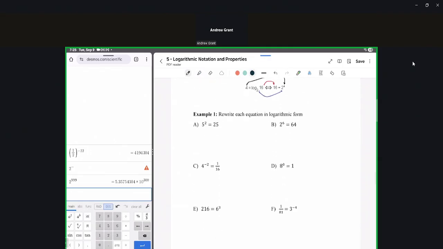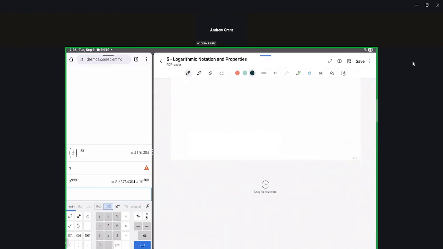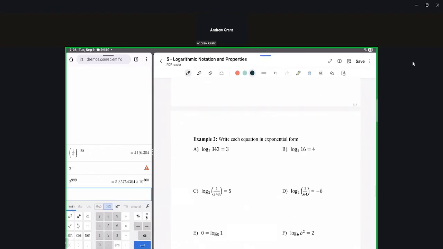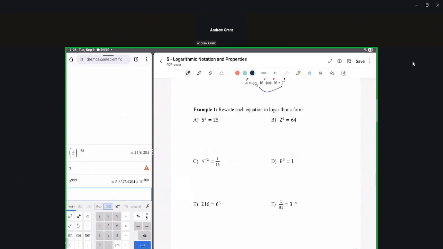And so example 1, we're going to rewrite each equation in logarithmic form. Later, I'm actually going to show you how to type some of these things in on the last example, and we'll come back up here to verify some of these work. Okay? And so 5 to the power of 2 is equal to 25.